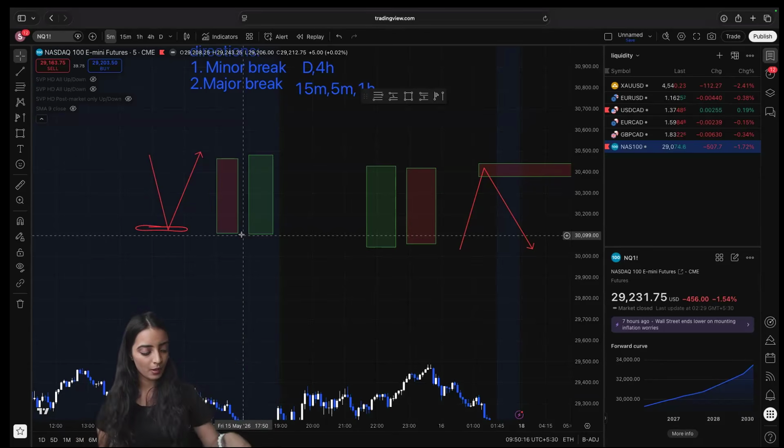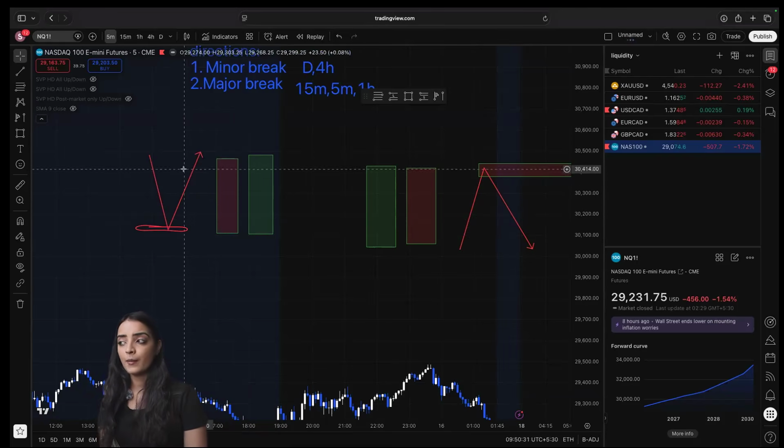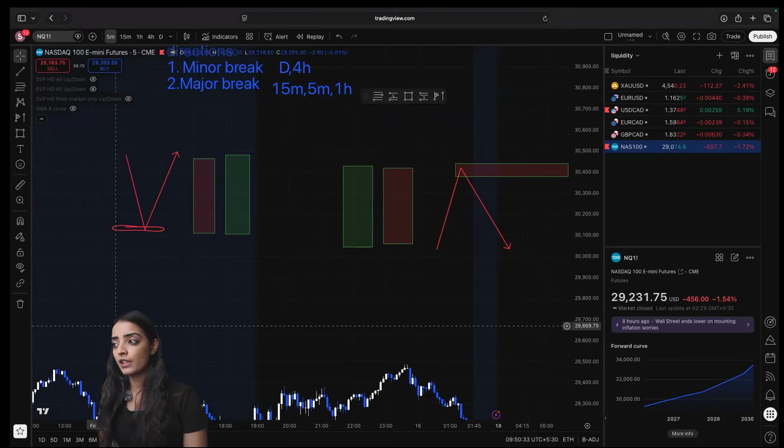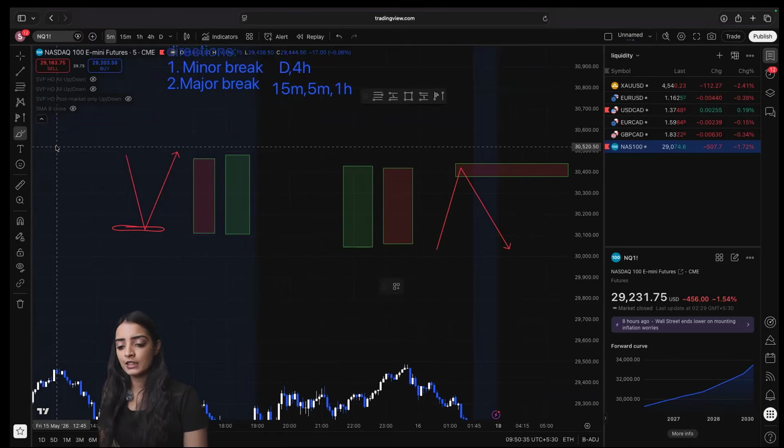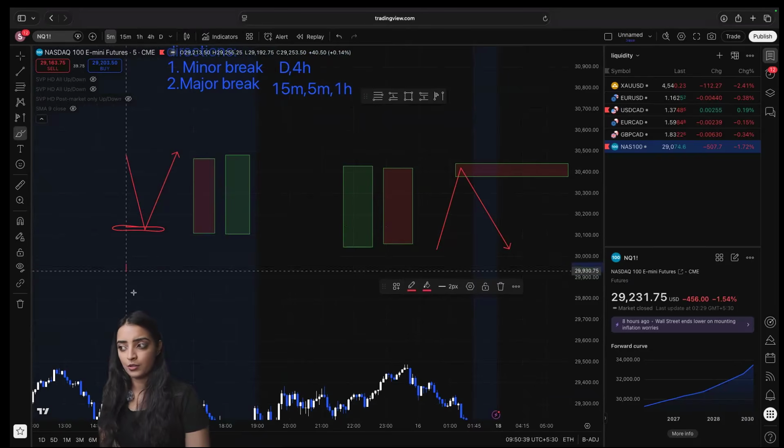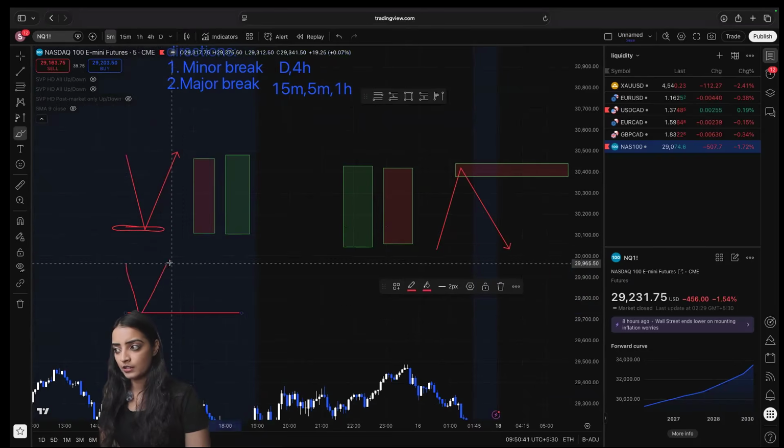Now, let's say I bounce the ball on my floor and my floor breaks and it goes down. So now you know that for the ball, what was earlier floor is now going to be its roof. It's going to be resistance. So do you understand the concept that when a support gets broken, it acts like resistance? When a resistance gets broken, it acts like support. So we have support and support is broken. So now the same area is going to act like resistance.